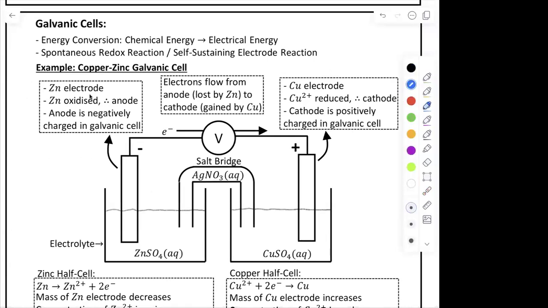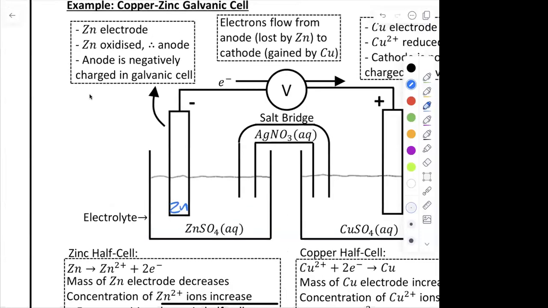So when that happens, zinc, let me just make my pen a little bit smaller so I can write a bit better there. Okay, so when we look at this, this is going to be a zinc electrode. Let me just zoom into this half cell. As it gets oxidized, we're going to have this half reaction taking place where zinc becomes zinc 2+ plus 2 electrons.